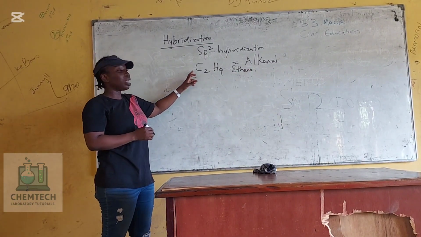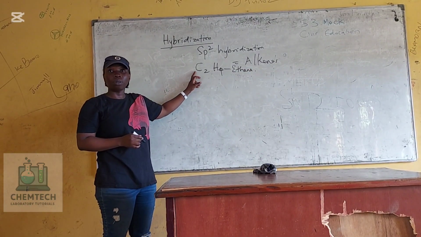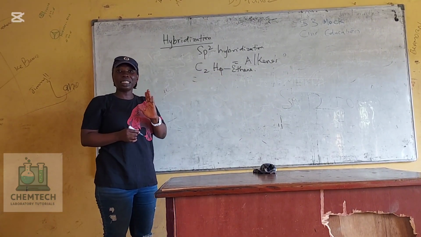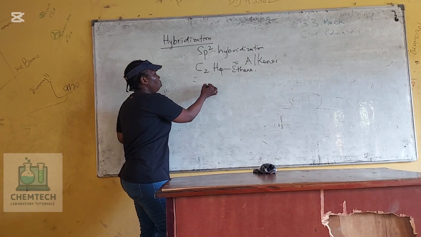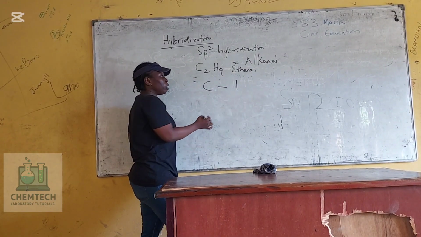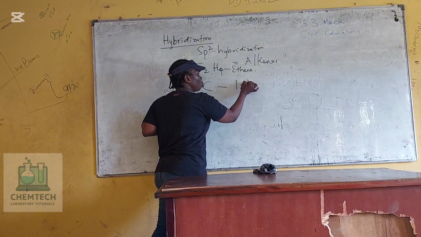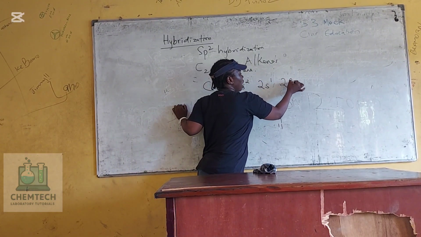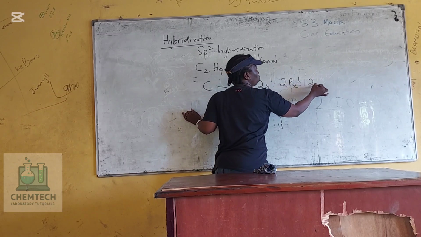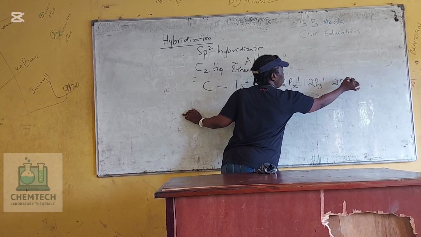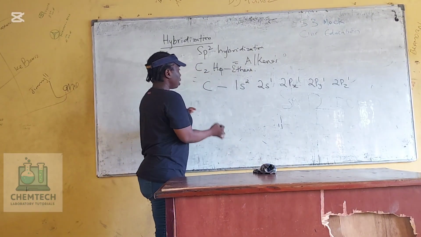In ethene, we have two carbon, and we have 4 hydrogen. How is this bonded? One carbon we know has its hybridized orbital to be 1s2, 2s1, 2px1, 2py1, and 2pz1.